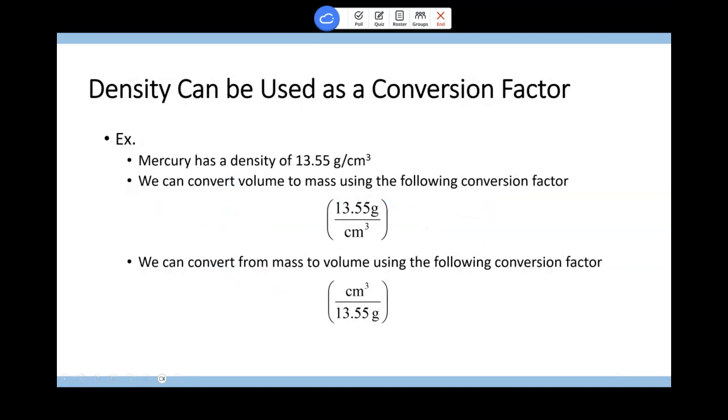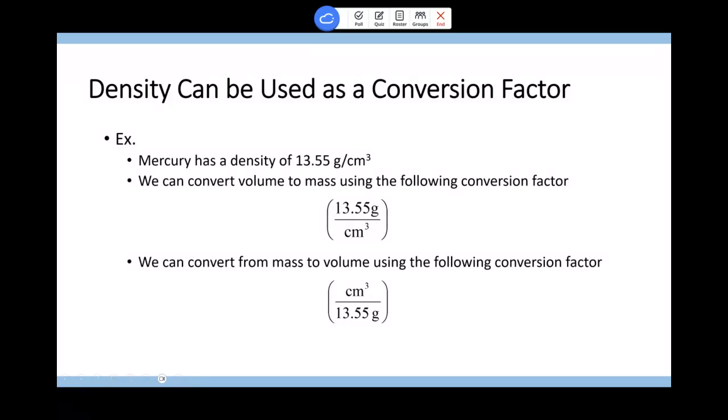Okay, I noted at the end of the recorded lecture that density can be used as a conversion factor. So if you know the volume of a sample, you can find the mass of that sample by multiplying by the density, grams over volume, or mass over volume. Or if you know the mass, you can find the volume by flipping density to be volume over mass, and then you end up with the volume of that.